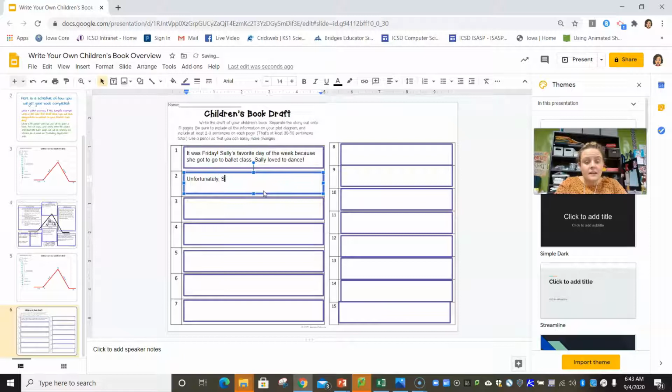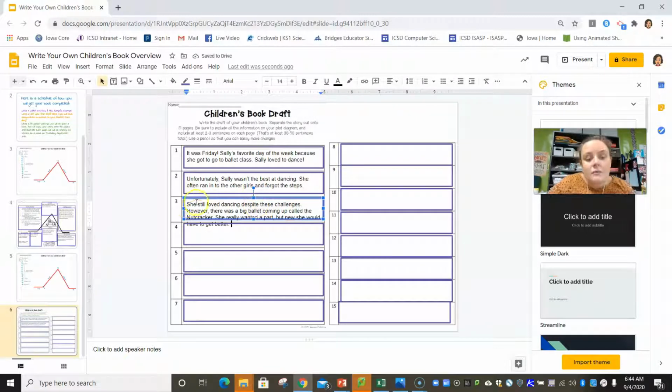Unfortunately, Sally wasn't the best at dancing. She often ran into the other girls and forgot the steps. She still loved dancing despite these challenges. However, there was a big ballet coming up called the Nutcracker. She really wanted a part, but knew she would have to get better.